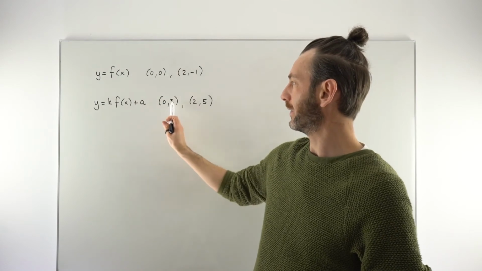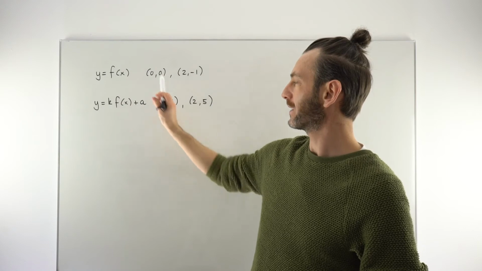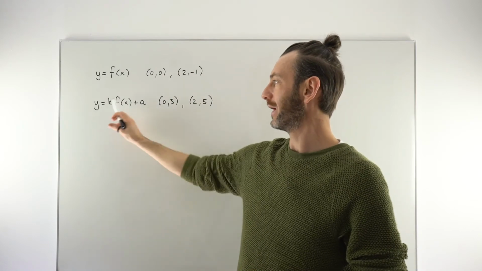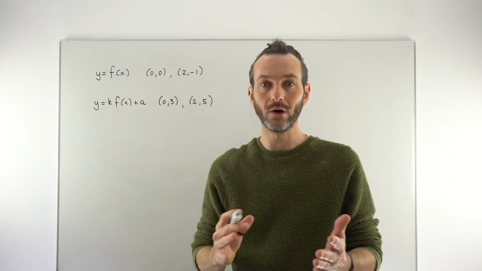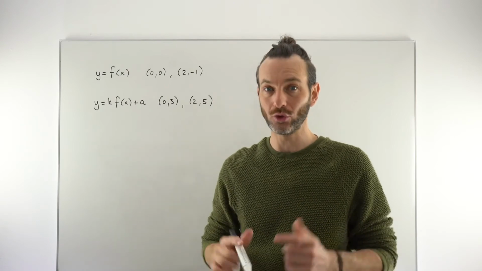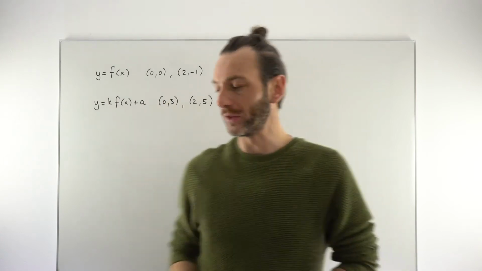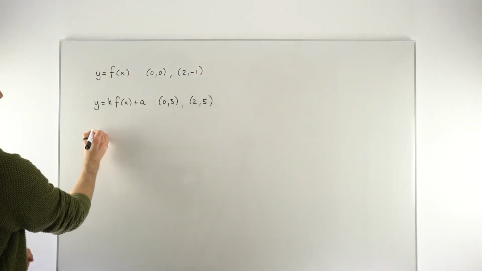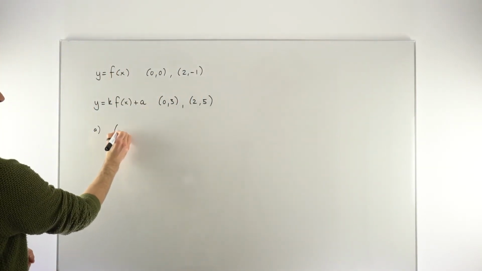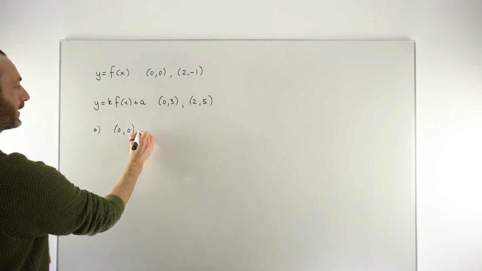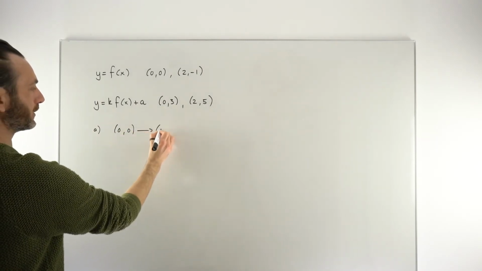the 0 and the 3. We don't really need to examine the x coordinates here because these are not translations or any kind of movement in the x direction. They're only in the vertical y direction. So focus in on these 2 points. On the original graph, we've got the point 0, 0. This is part A. So we've got the point 0, 0, and that gets transformed into the point 0, 3.